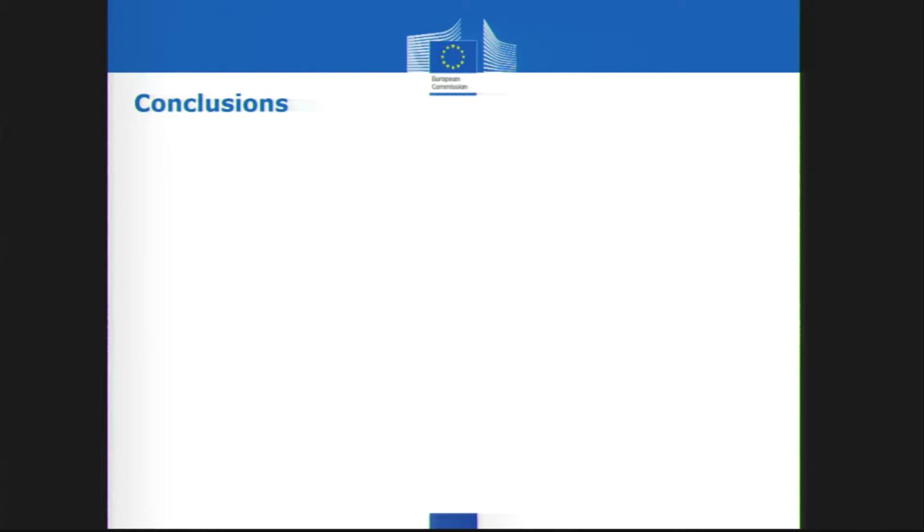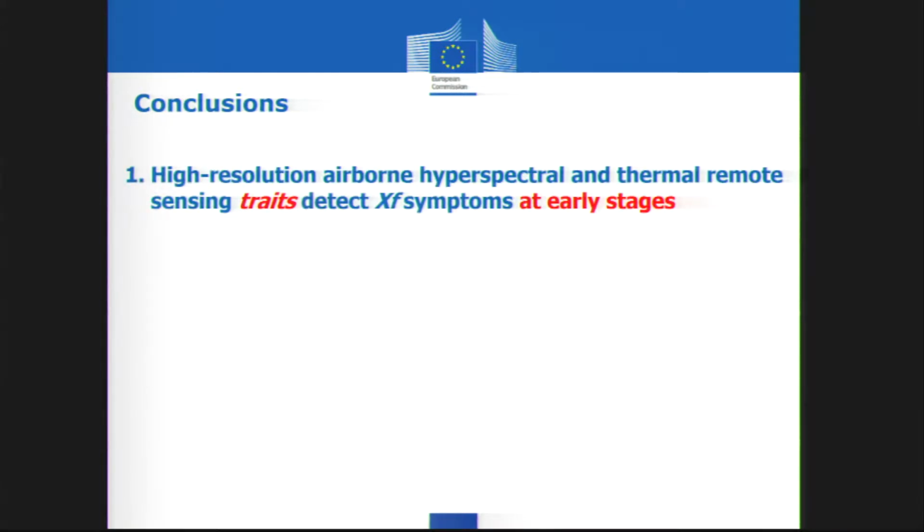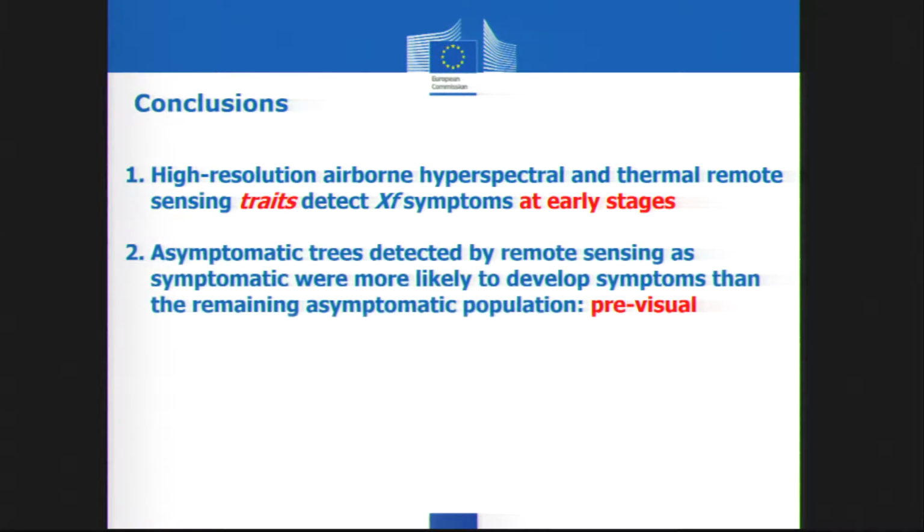So I finalize with some conclusions, just some take-home messages that I think are of interest. High-resolution airborne hyperspectral and thermal remote sensing traits detect Xylella fastidiosa symptoms at early stages. And I think that we can claim that not only at early stages, but even at pre-visual stages, the asymptomatic trees detected by remote sensing were more likely to develop symptoms than the remaining asymptomatic population. So I think that we are really getting into the pre-visual.